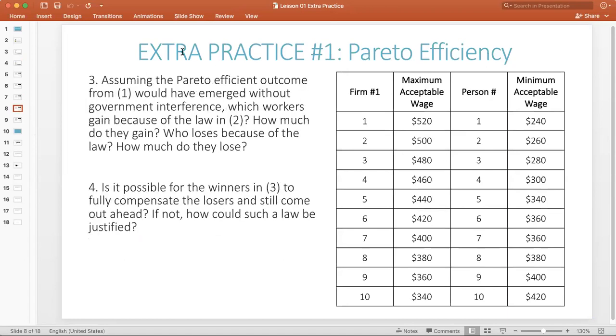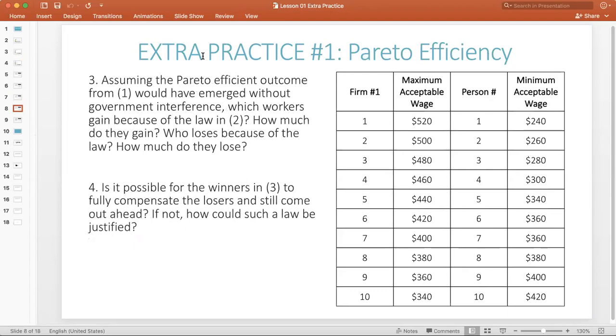Next question. Assuming the Pareto efficient outcome from 1 would have emerged without government interference, 1, which workers gain because of the law, and how much do they gain, and 2, who loses because of the law, and how much do they lose. This one has multiple parts that require a little bit of math, but my best advice would be to take it step by step.